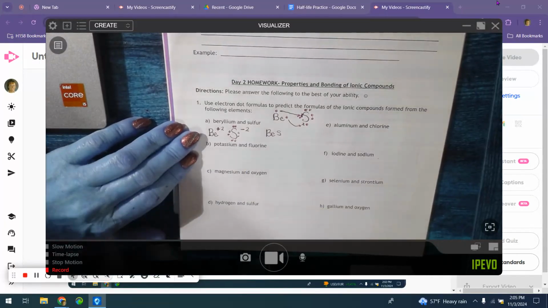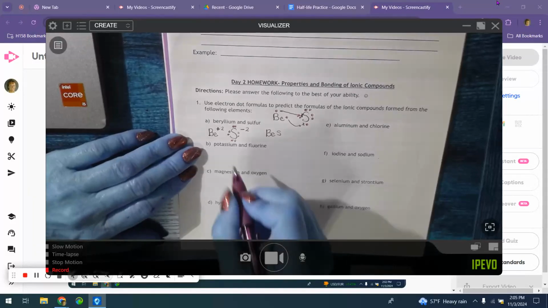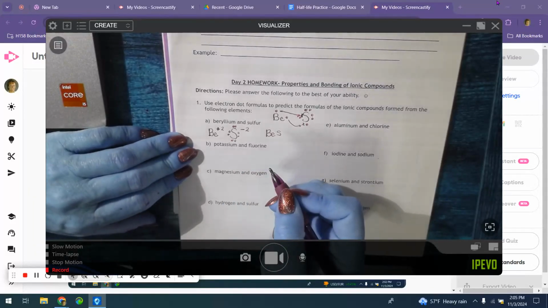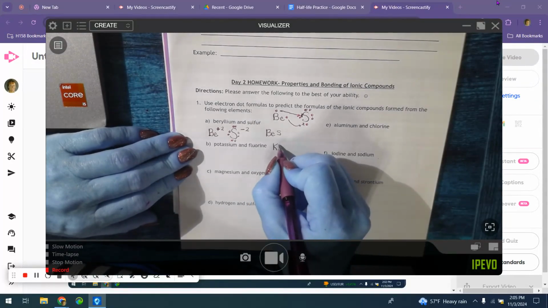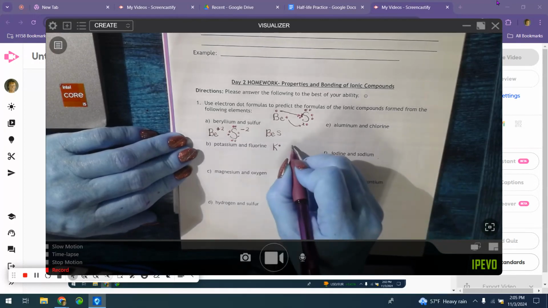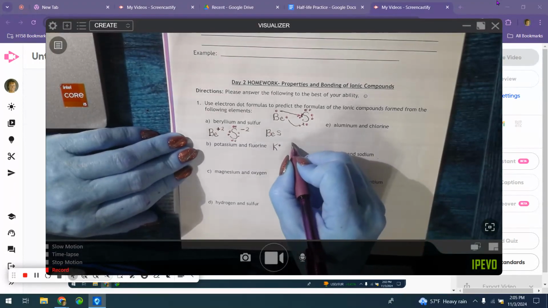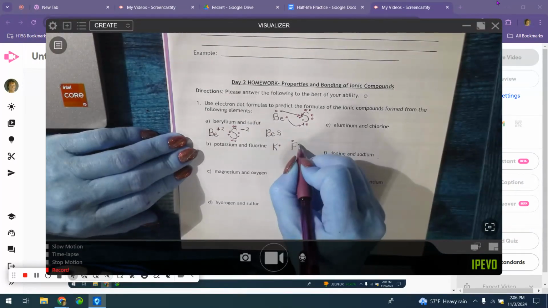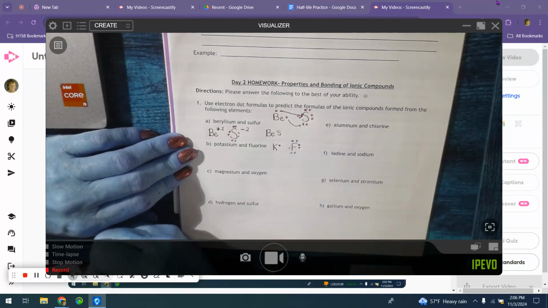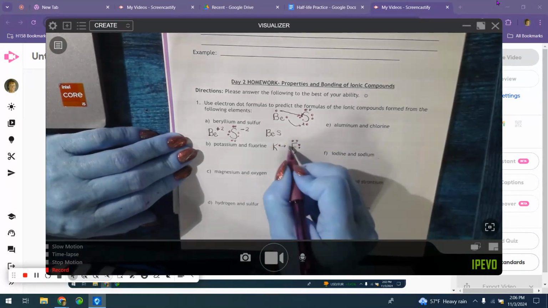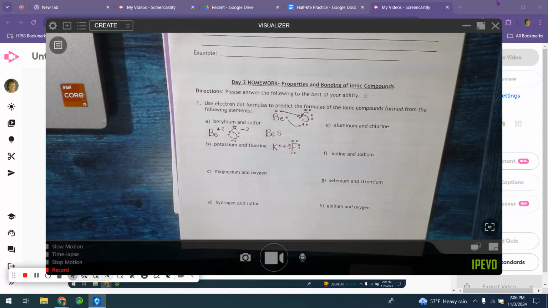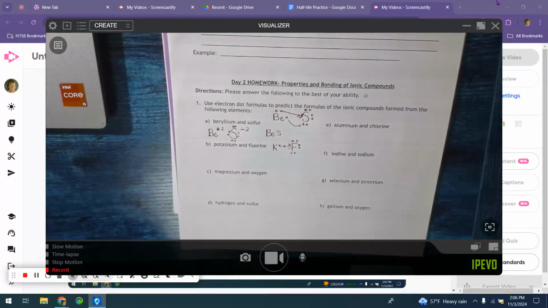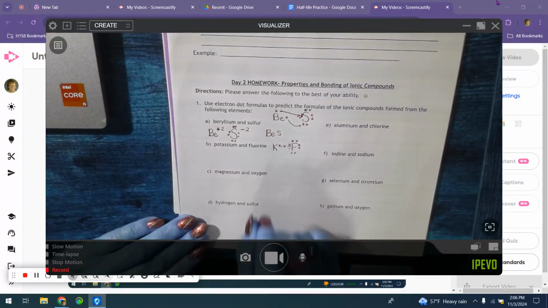Let's look at B, potassium and fluorine. Potassium is in group 1, 1 valence electron. Fluorine is in group 17, so it has 7 valence electrons. What's going to happen is potassium is going to donate its electron to fluorine. Now, these first 2 examples have been awesome because it takes 1 of each element.